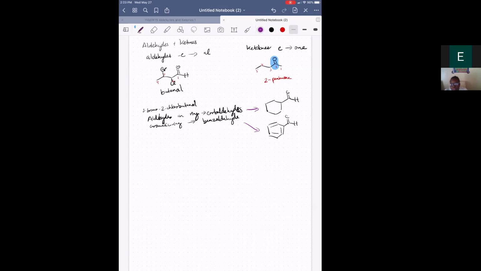Another thing that I would say you should commit some of it to memory is the spectroscopy information for aldehydes and ketones. So if we look at our NMR data for aldehydes and ketones, for our proton NMR, the hydrogen for our aldehyde is really deshielded. It's strongly deshielded.